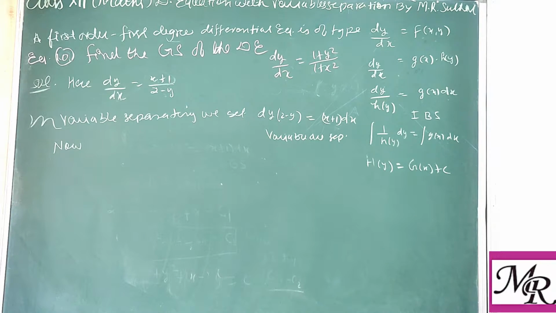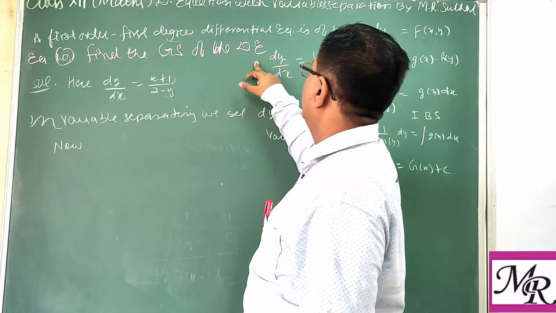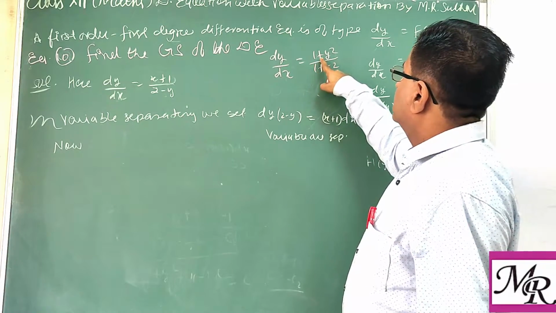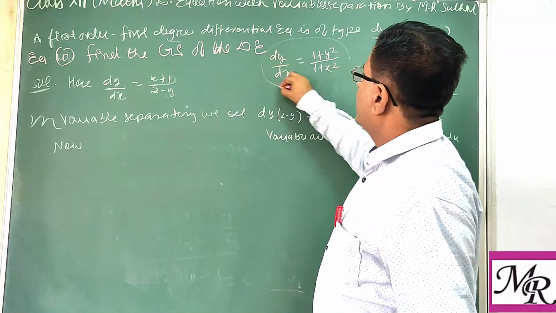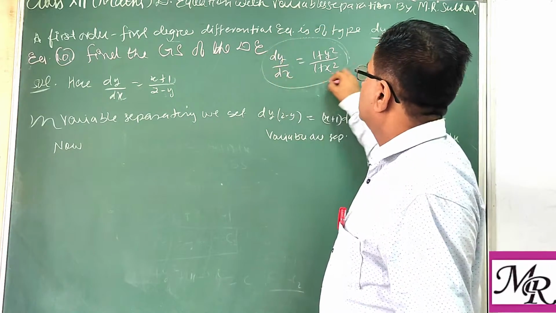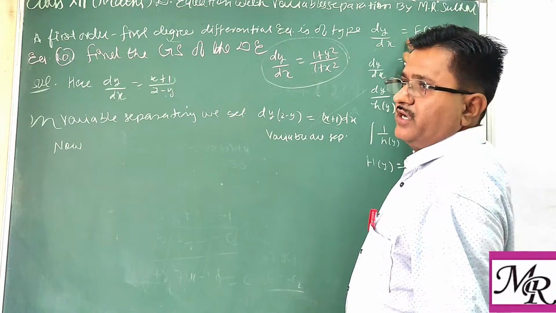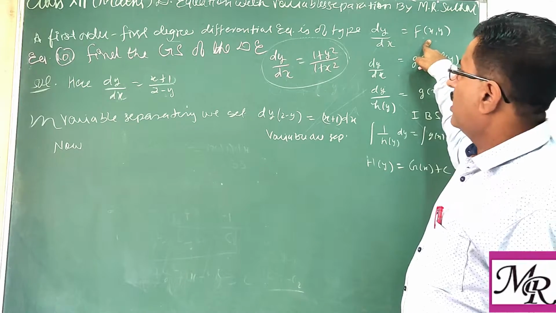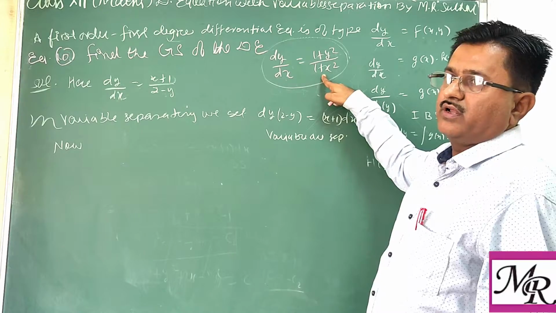So dear student, what is the question? Find the general solution of the differential equation dy by dx equal to (1 plus y square) upon (1 plus x square). So you can say this is again a first order first degree differential equation in this form. dy by dx equal to f of x comma y, where f of x y is equal to (1 plus y square) upon (1 plus x square).